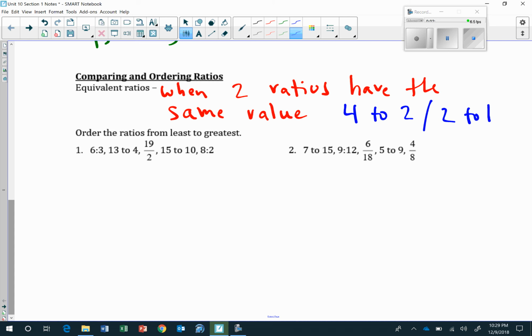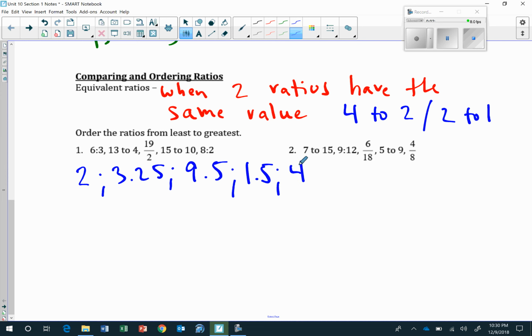From our definition of ratios, we know that ratios use division to compare quantities. So the first thing we need to do in order to put these in order from least to greatest is to put them all in the same form. So we're going to go ahead and divide all of them so we can turn them all into decimals. When I do 6 divided by 3, I get 2. When I do 13 divided by 4, I get 3.25. When I do 19 divided by 2, I get 9.5. When I do 15 divided by 10, I get 1.5. When I do 8 divided by 2, I get 4.